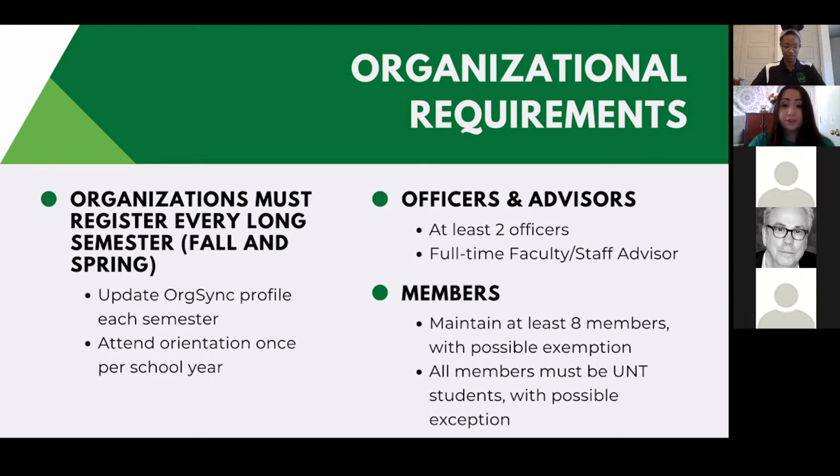As far as officers and advisors go, each organization does need at least 2 officers to exist, but the full number by your constitution should be shared in the OrgSync as well. When you submit your registration profile, all the other officers must be submitted as well, along with 8 of the members that you do need to maintain being a registered student organization.